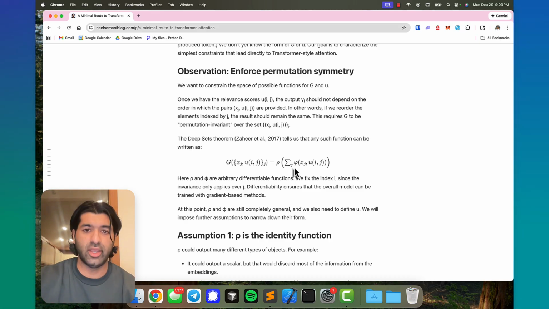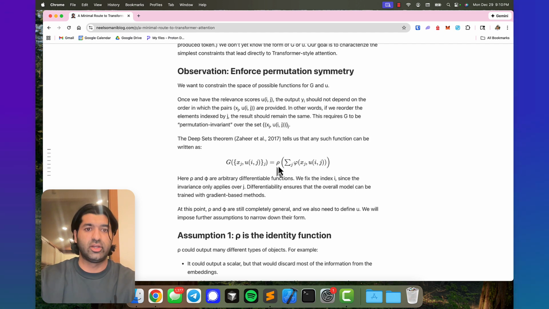You can obviously change the order of any of the terms in a sum, and because summation is commutative, that doesn't change the result. So once you've passed that summation to rho, g has no way of knowing whether x sub i was in position 1 or position 2. So this is a way of expressing permutation symmetry, or positional invariance within our definition of g.